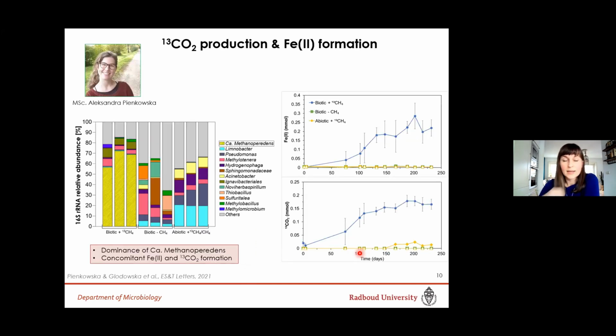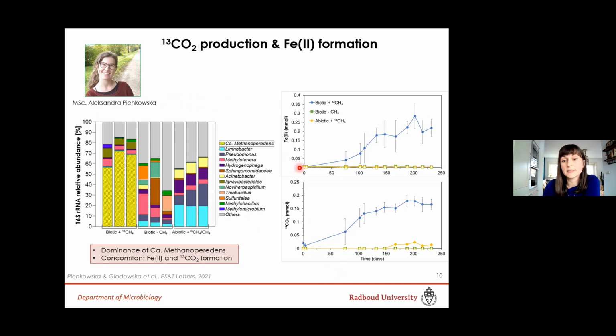But one last piece of the story that was missing in this study is to really confirm that methane was actively being oxidized. So we decided to repeat this experiment, which was done by my master's student, Alexandra, who set up a pretty much similar experiment to what I had done previously. We used very similar sediments from similar depth. And we again incubated with methane, but this time we used labeled methane.